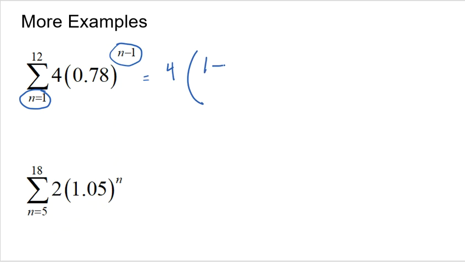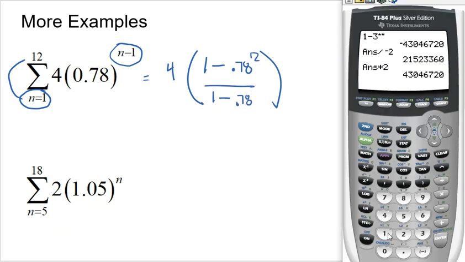All right, then I need 1 minus my common ratio, 0.78. And then again, I'm going to raise that to the number of terms. So how many terms are there? 1 through 12? 1, 2, 3, 4, 5, 6, 7, 8, 9, 10, 11, 12. 12 terms. And I'm going to divide that by 1 minus my ratio of 0.78. All right, now I'm going to go to my calculator, and again, I'm going to be very careful. 1 minus 0.78 raised to the 12th.